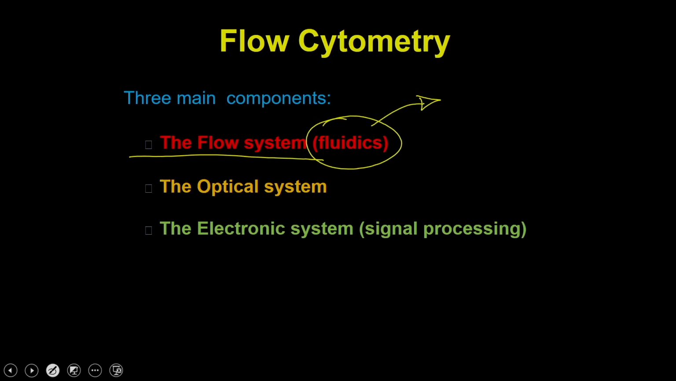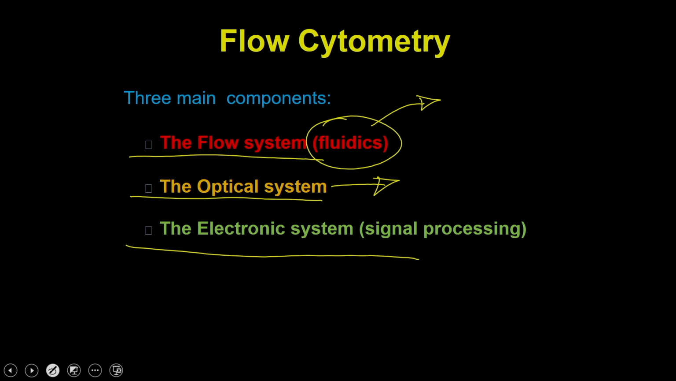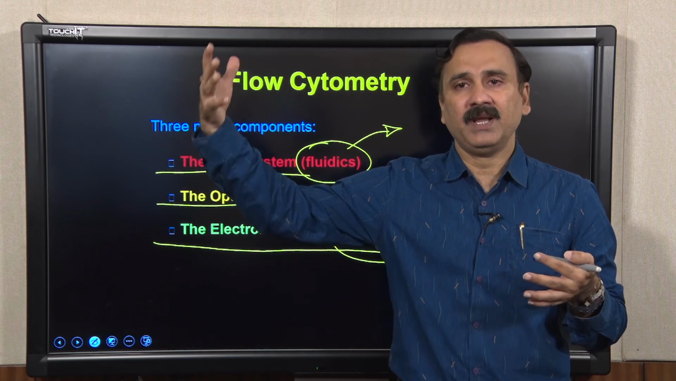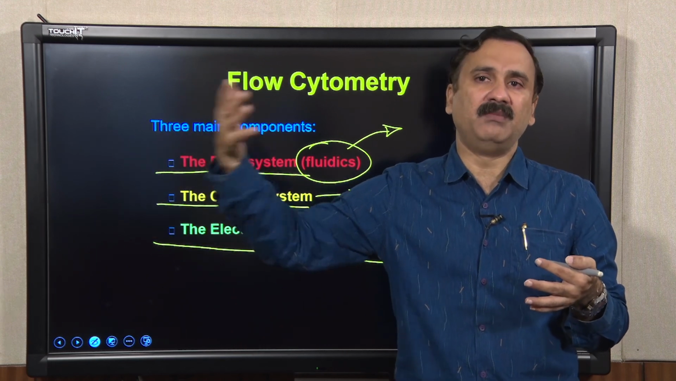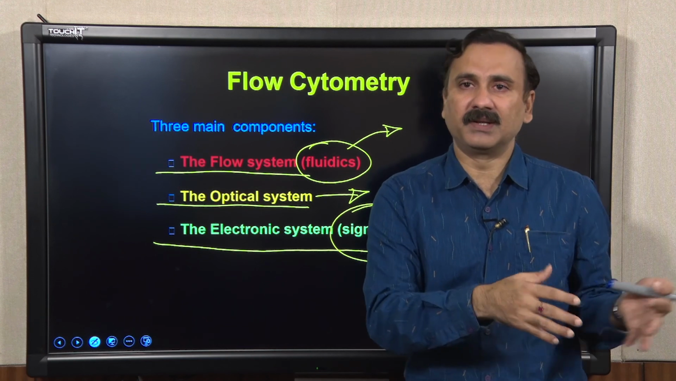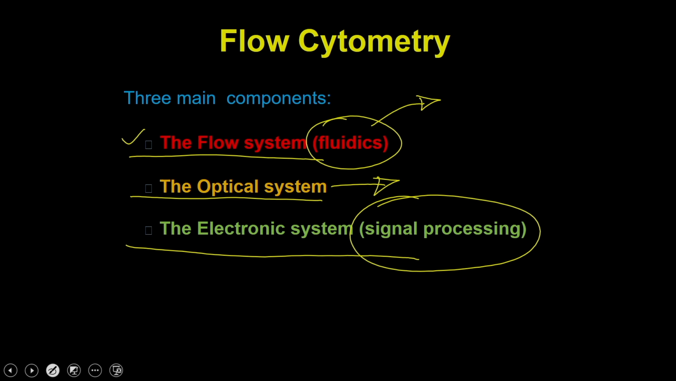So, that is a part of the optical system. The optical system is composed of the lasers on one side and the detectors on the other side. And then the third system is the electronic system, or the signal processing system. The electronic system is simple: it is going to take the signal coming from the optical system and convert it into a readable signal. So, let us discuss all these systems individually.